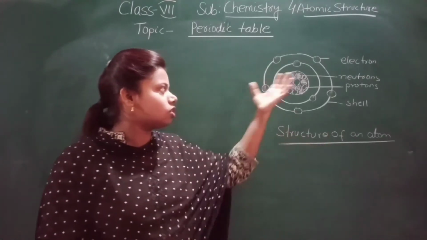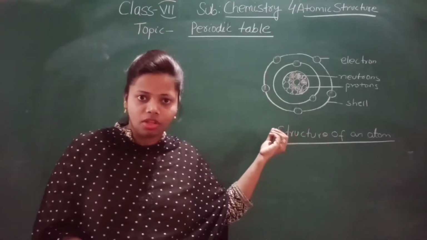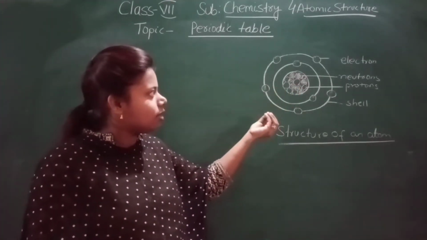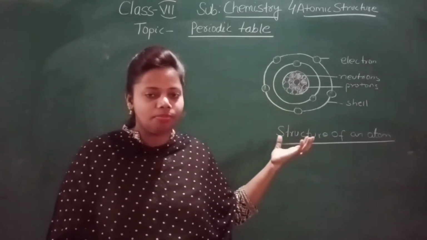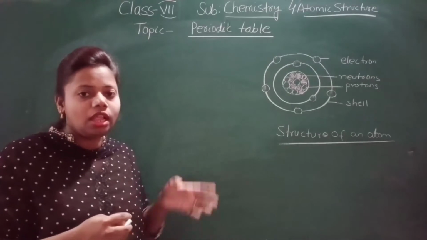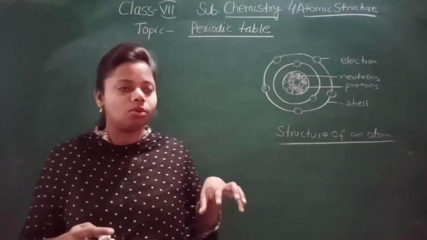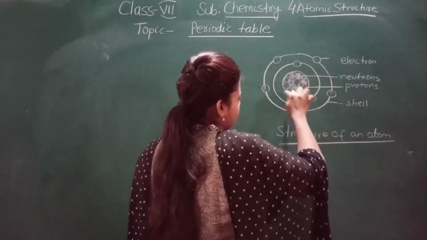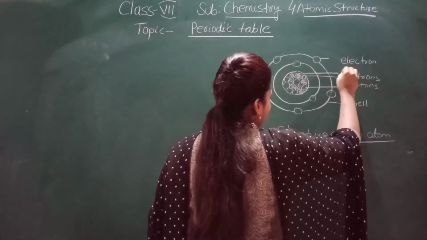So this is the structure of an atom. I have made one atom here, and you can see that I have drawn electrons, protons, neutrons and shells. What are these terms? First of all, in the center of an atom, what is there? The nucleus. Which one is the nucleus? This one is the nucleus. It is present at the center of an atom.